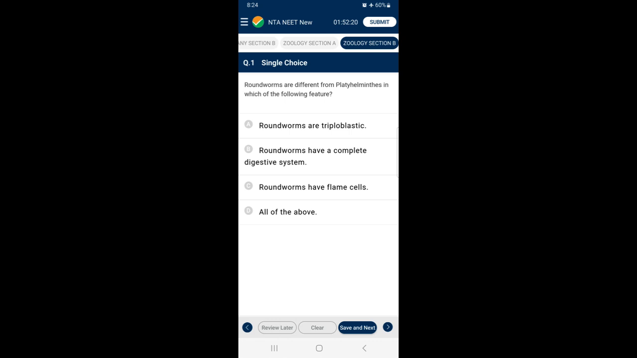Question number 1. Roundworms are different from platyhelminthes in which of the following features? Platyhelminthes have an incomplete digestive system, but the digestive system is complete in aschelminthes or roundworms. So the answer is option B. Roundworms have a complete digestive system.